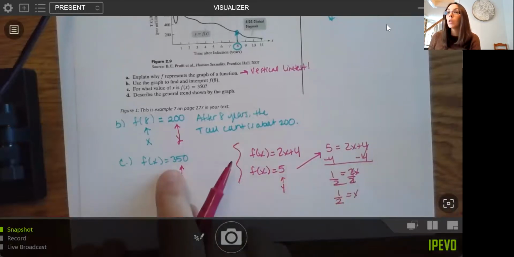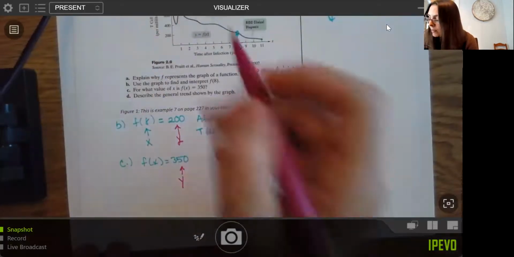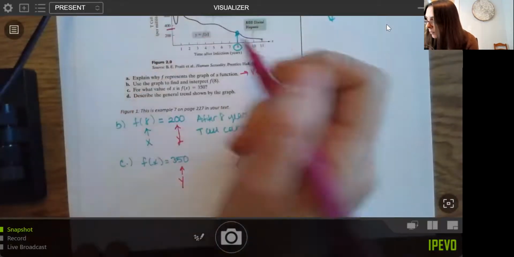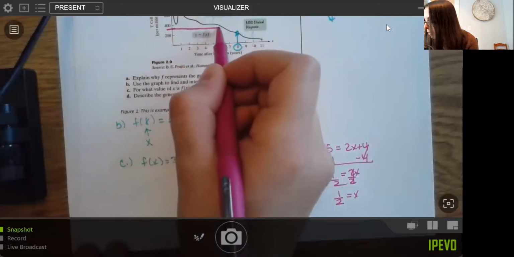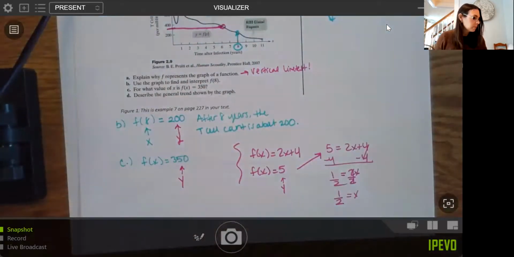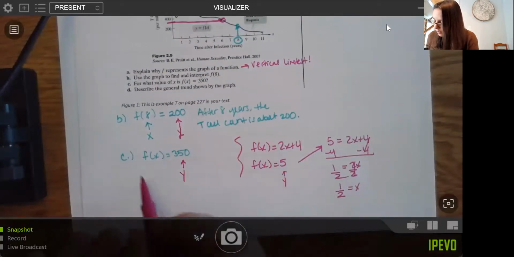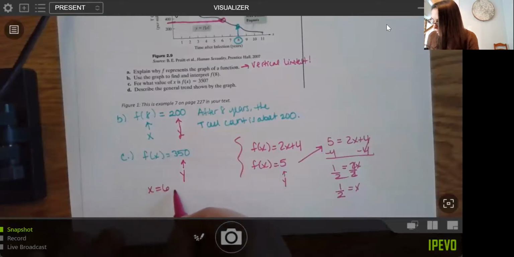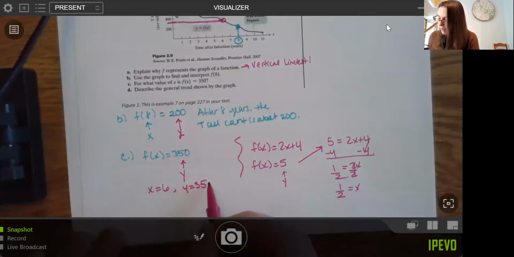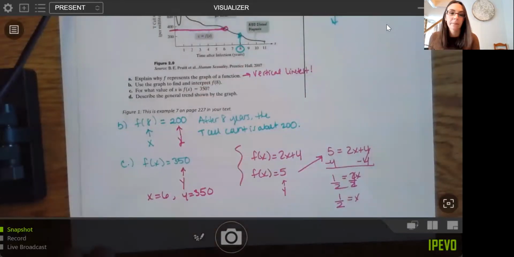So here we're looking at y equals 350. So I'm going to find 350 on my graph, which is about maybe right here. And I'm going to go over and see if I can match it with a point. So it looks like it could be around 6 years here. So when x is equal to 6, then your y value is equal to 350. So after about 6 years, then the T cell count is about 350.